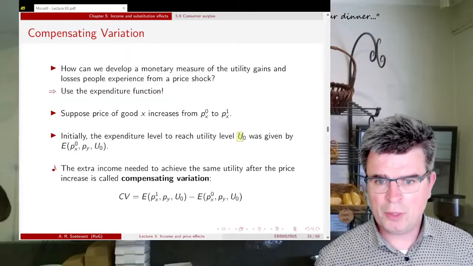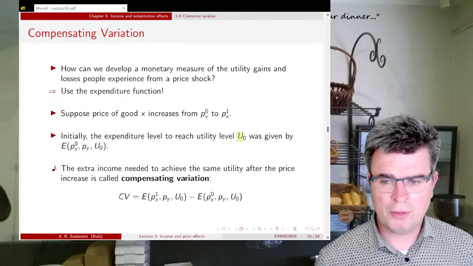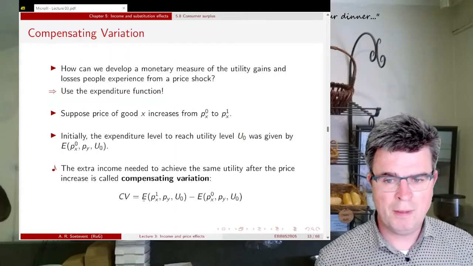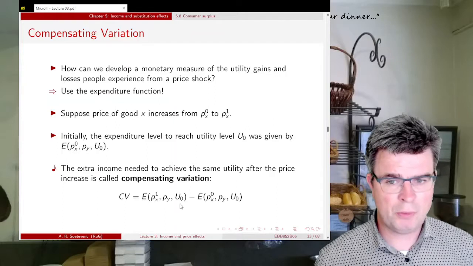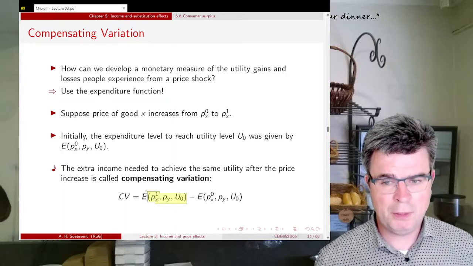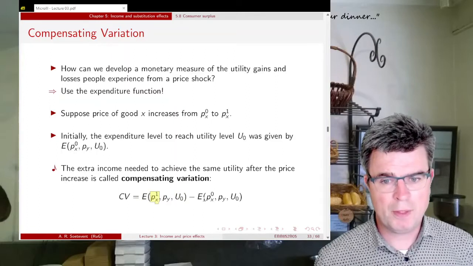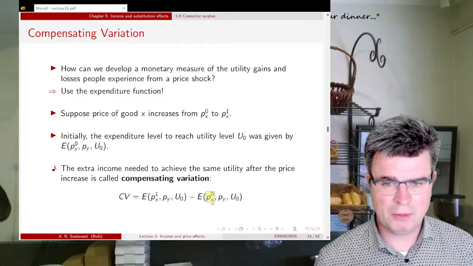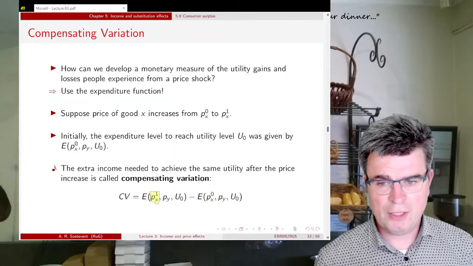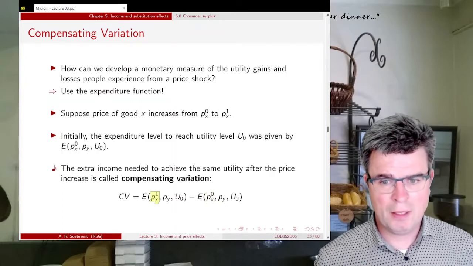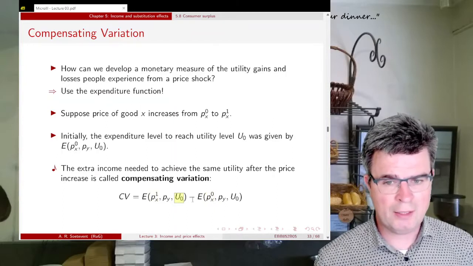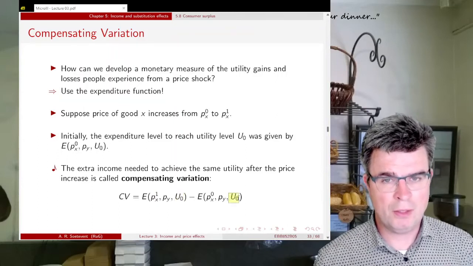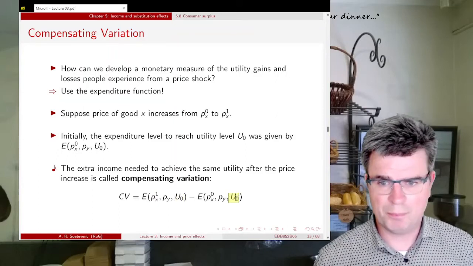And the answer to that question is given by the construct that we call the compensating variation, being simply the difference between the minimal expenditures needed under the new prices minus the expenditures that we need to make under the old price level. So the difference in expenditures given the change in price of good X, but tying the individual to the same utility level U0.